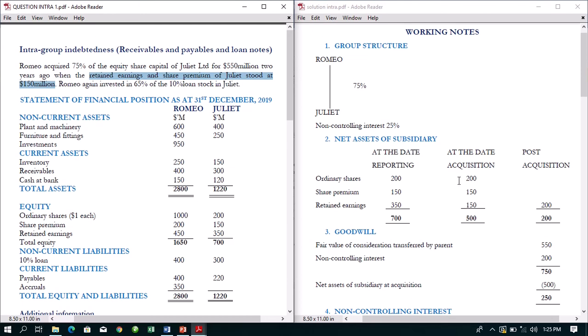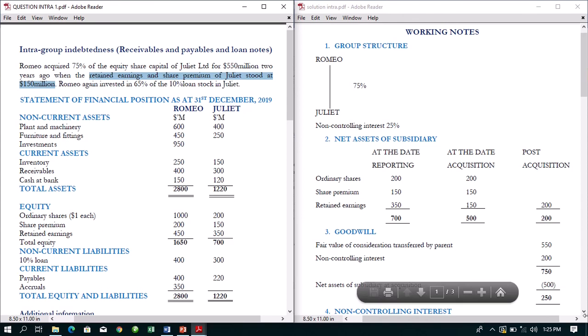And as I said before, what is your post-acquisition profit? Your post-acquisition profit is the difference between your date of reporting and your date of acquisition. So if I less this from this, I will get 200. So my net asset at the date of acquisition is 500. So my post-acquisition profit is 200.